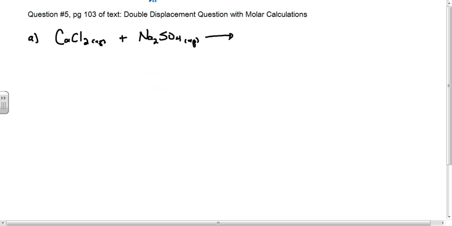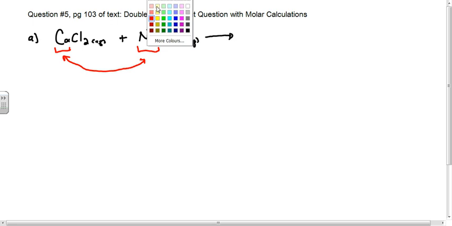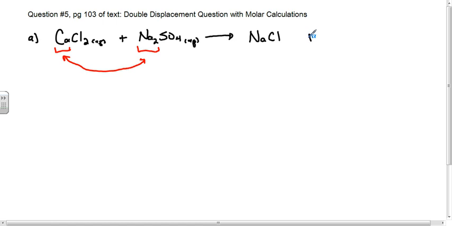To figure that out, we need to take a look at our metals, and we have calcium and sodium, and in a double displacement reaction, these guys swap out. So they will change their combinations. Our calcium will go with the sulfate, and our sodium will go with the chloride. And we will get the resultant products from this reaction. So we will get sodium chloride, table salt, and we will get calcium sulfate.